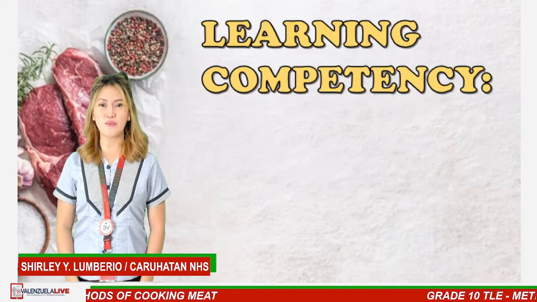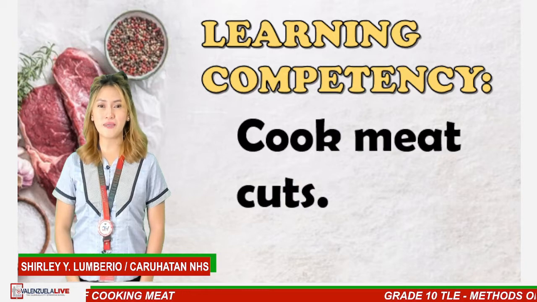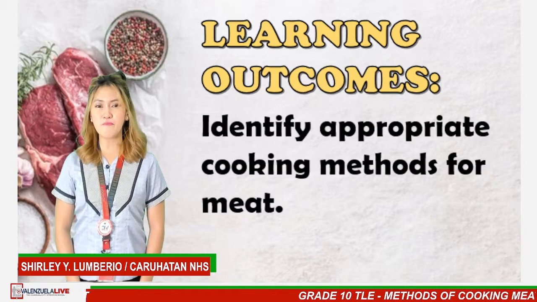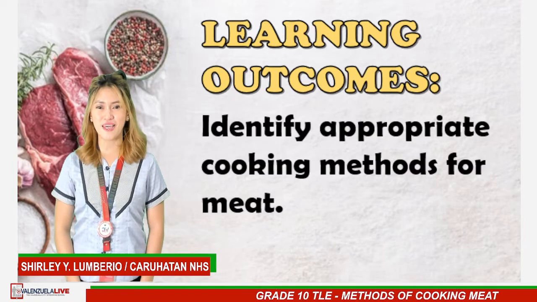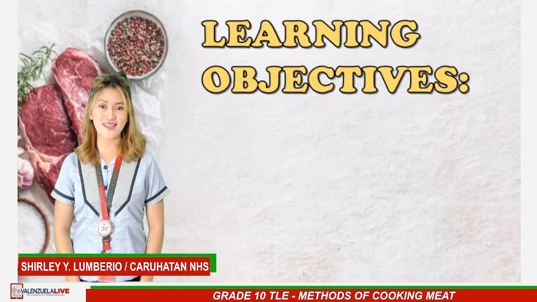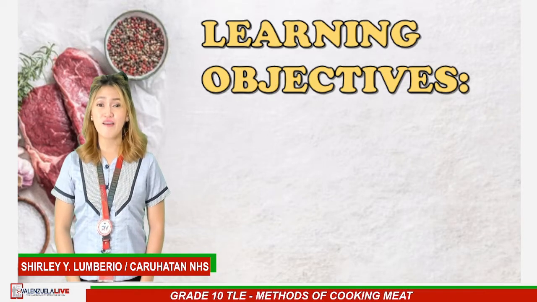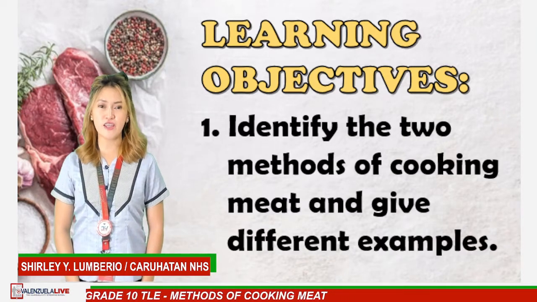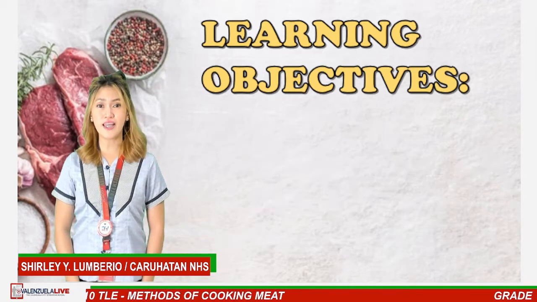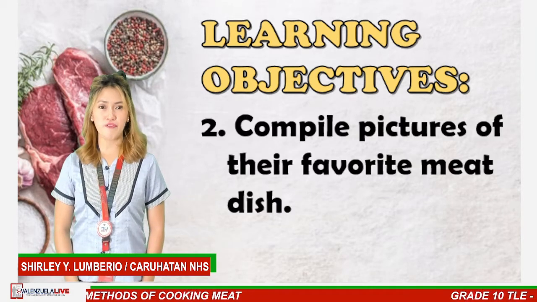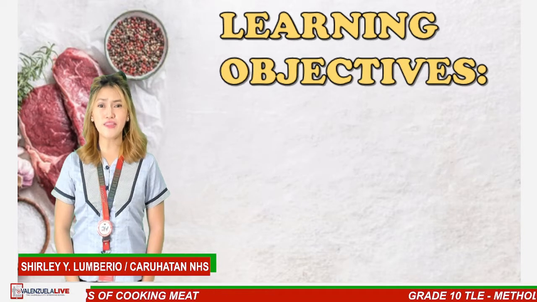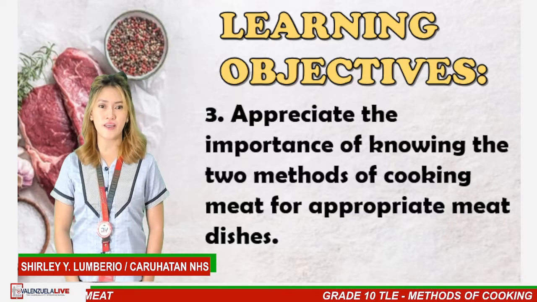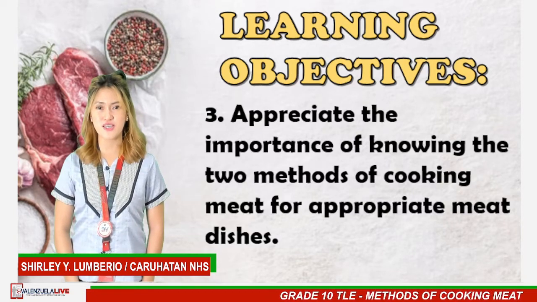Our today's learning competency is to cook meat cuts. And our learning outcome is to identify appropriate cooking methods for meat. At the end of today's lesson, you will be able to, first, identify the two methods of cooking meat and give different examples. Second, compile pictures of their favorite meat dish. And third, appreciate the importance of knowing the two methods of cooking meat for appropriate meat dishes.